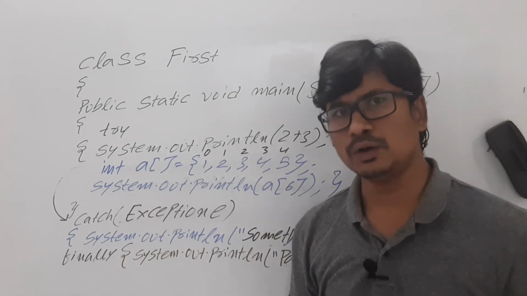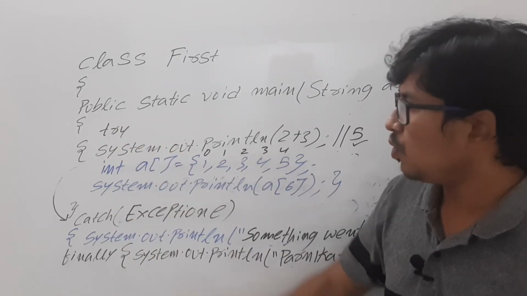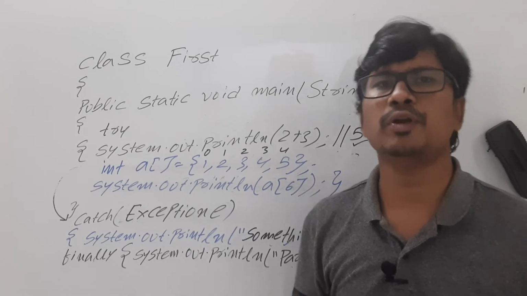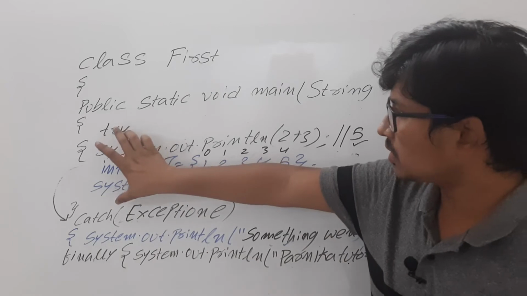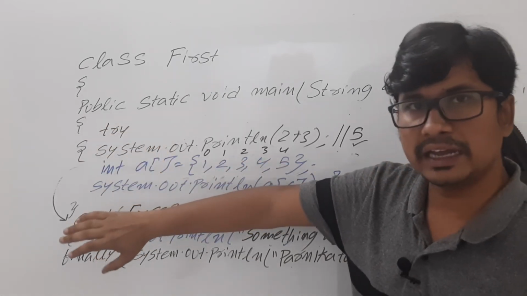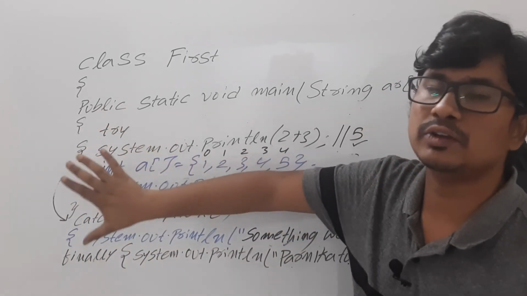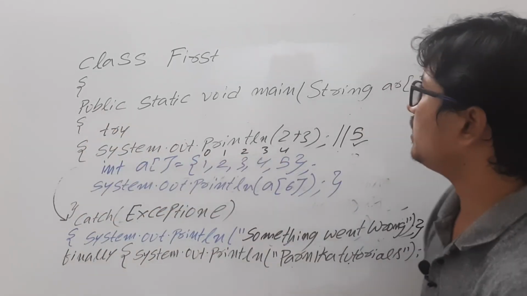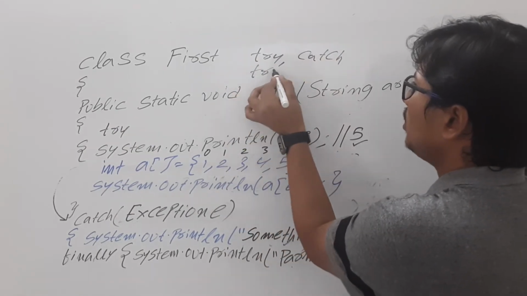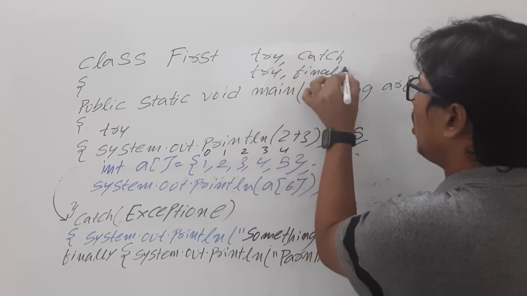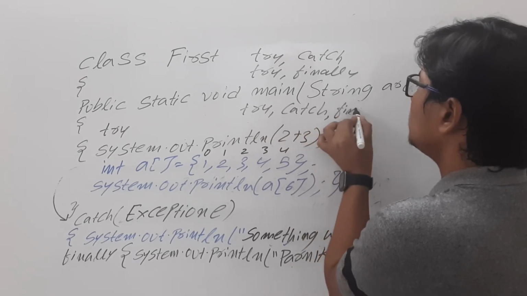Now I have one doubt, sir, is it compulsory to provide only a single try block? No, you can provide multiple try blocks also. But remember one point, with a try block you should provide either a catch block or a finally block. If you simply write a try block, then it will give an error. You can provide a try block with a catch block, or a try block with a finally block, or try, catch and finally block. All these three you can give.